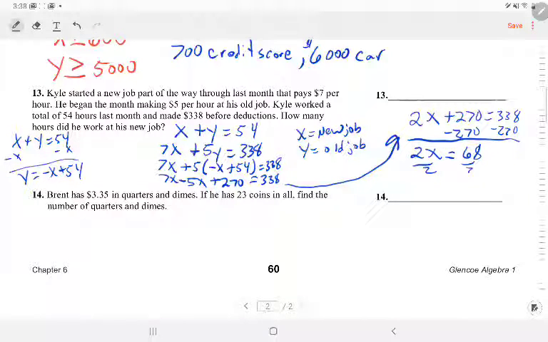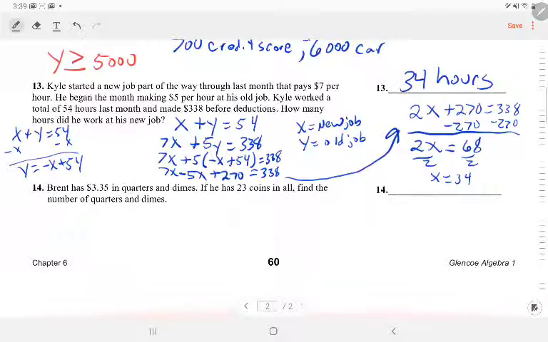Divide both sides by 2, x equals 34. So the answer would be 34 hours. Okay? All right. Let's look at the last one.